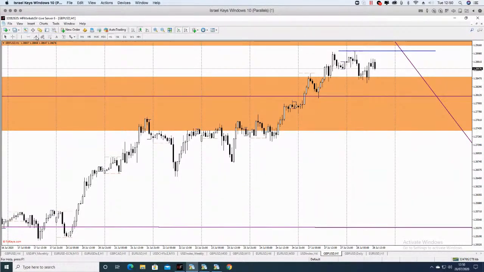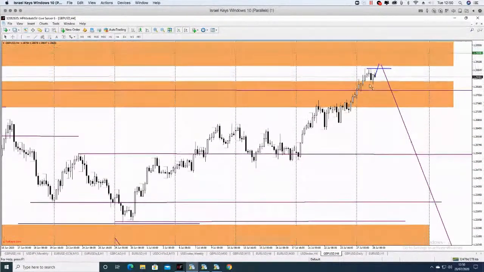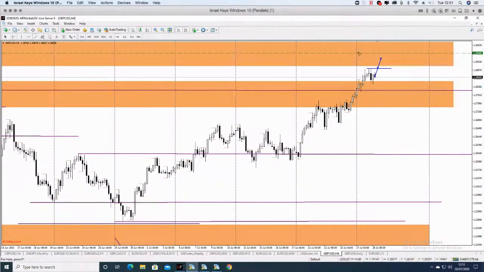But I have a sneaking suspicion that this high right here is setting a lot of people up for a lot of pain. I've got a sneaking suspicion that this is what we're about to see. Might not even go that high, something like this. And then a short. Doesn't have to get all the way down there.